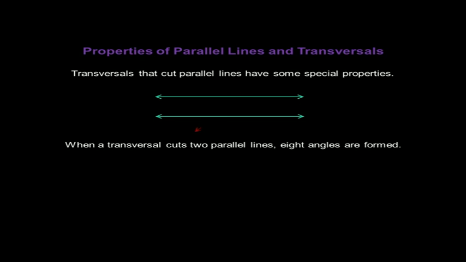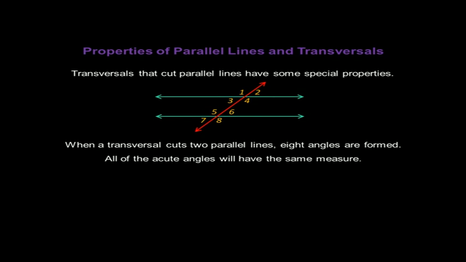When a transversal cuts two parallel lines, 8 angles are formed. 1, 2, 3, 4, 5, 6, 7, and 8. All of the acute angles in our figure will have the same measure. All of the obtuse angles will also have the same measure.